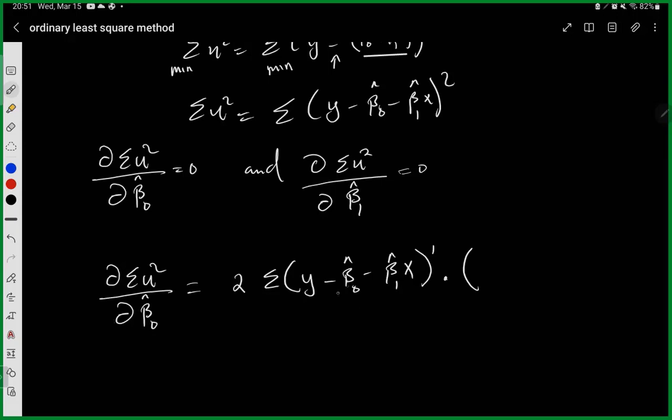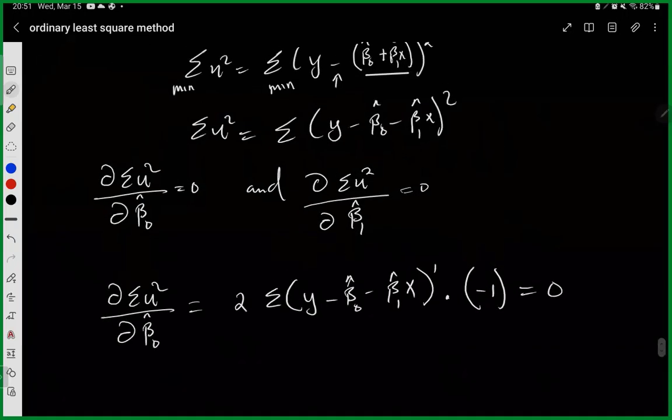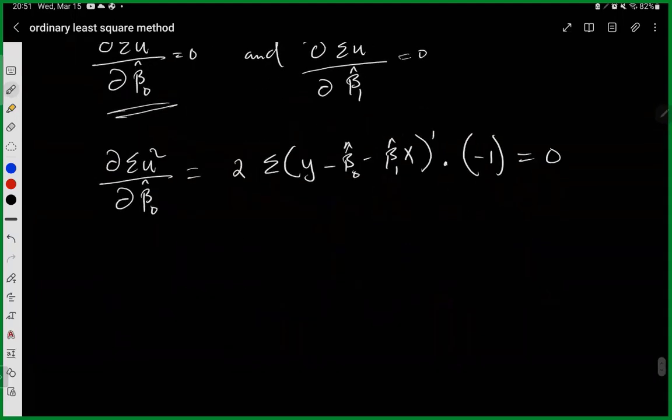The rest we hold constant. As long as there's no beta naught, we hold it constant. Beta naught is here, it's negative beta naught, so the derivative of that is negative 1. Also equate it to 0, because that's what the condition tells us. We need to equate it to 0.